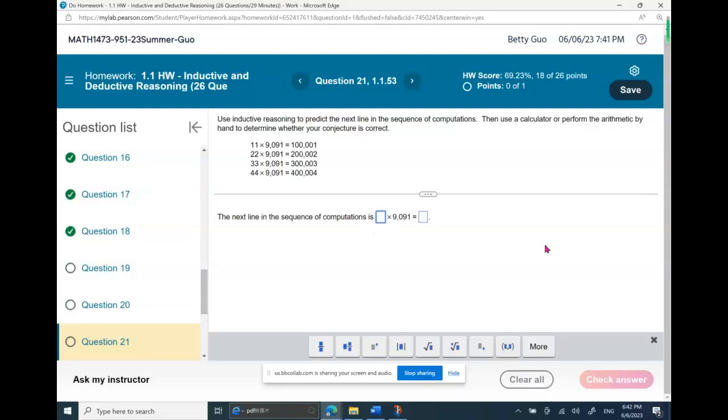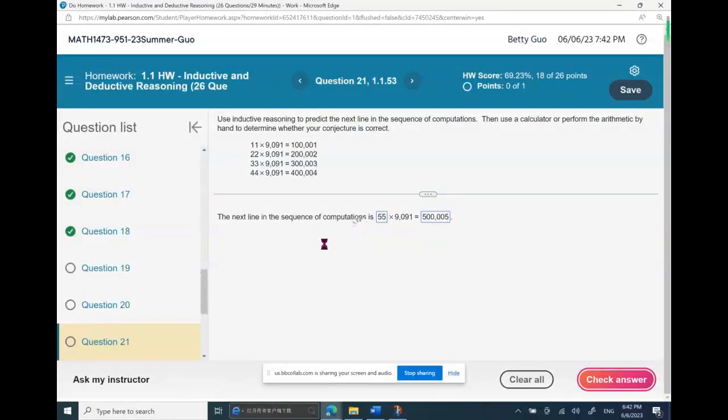So what do you think the next line would be? 55, right? And equals what? As you can see, 1, 2, 3, 4, 5, right? 505. Very interesting. It has a pattern. Not always, but for that.